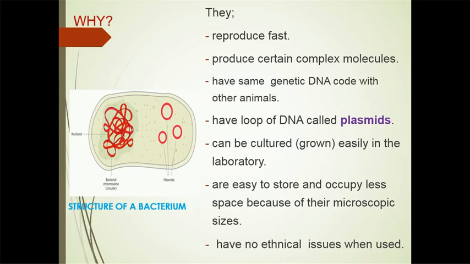Number 5. They can be cultured or grown easily in the laboratory. 6. They are easy to store and occupy less space because of their microscopic sizes. And lastly, number 7. They have fewer ethical issues when used. Here is the structure of a bacterium. Please take note of where plasmids are located. Those are loops of DNA.